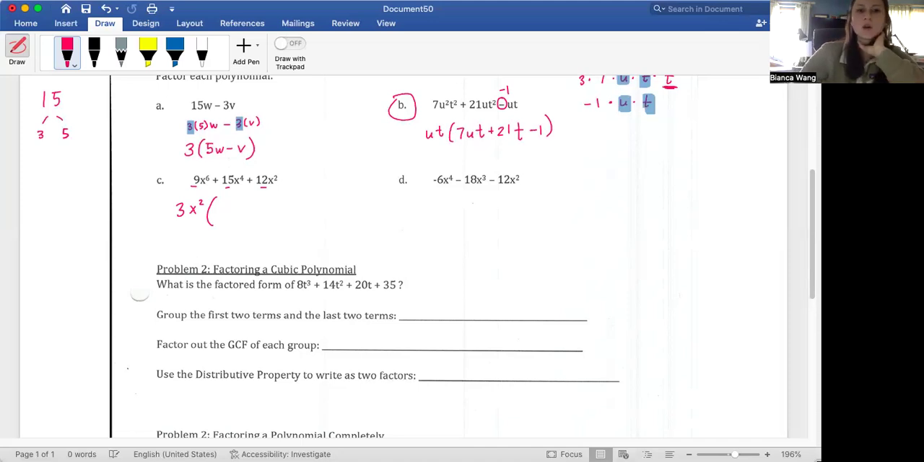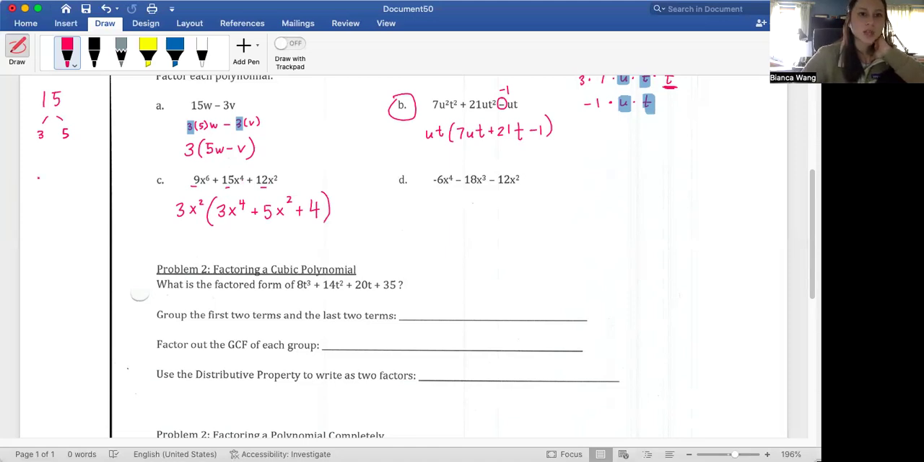So here, I'm going to think 3 times what is 9? Well, 3 times 3 is 9, and then x to the second power times x to the fourth power would make x to the sixth power. So I'm going to leave it as x to the fourth. Then I'm going to add 5 because 3 times 5 is 15, and this would be x to the second power. And our final term, 3 times 4 is 12. So 4 is what's left. And I do not need to have any variables because the x to the second power is already brought out.